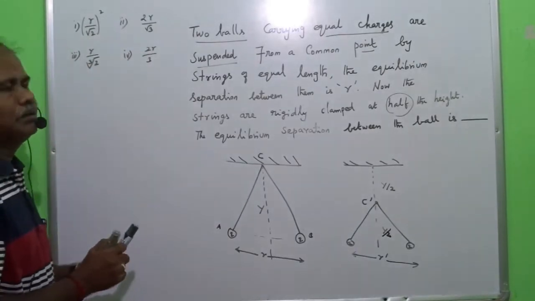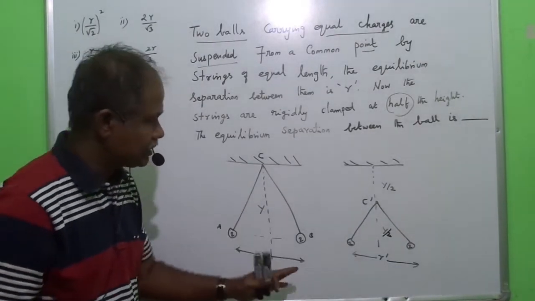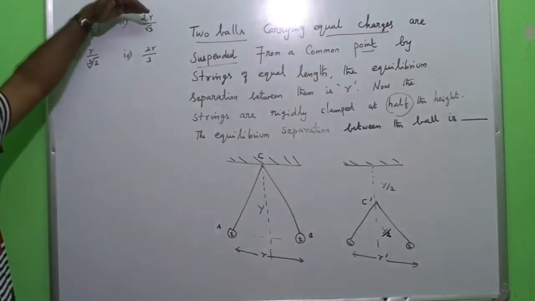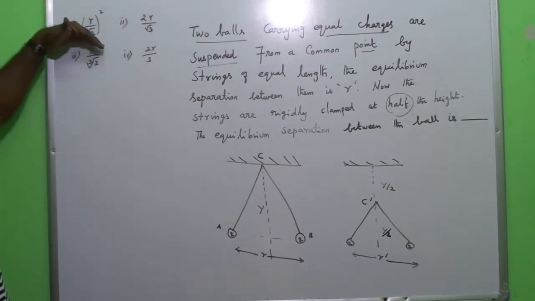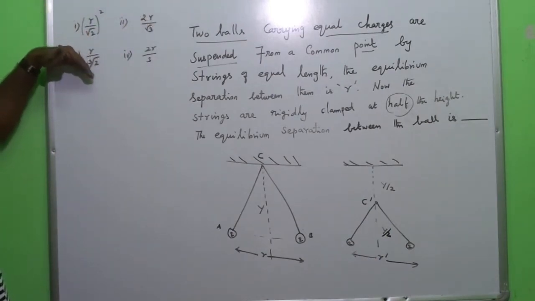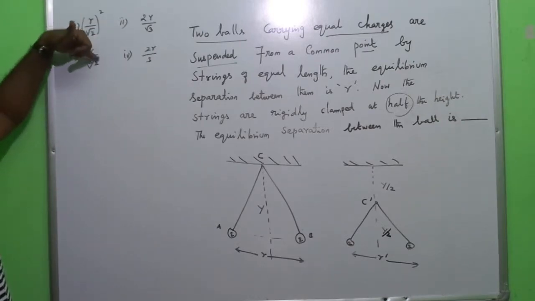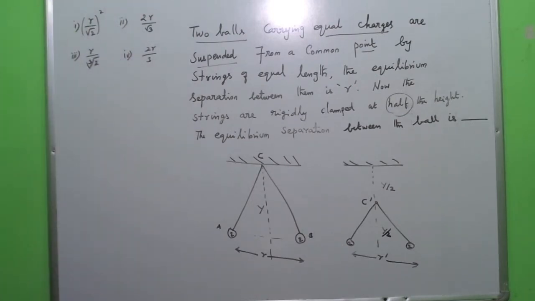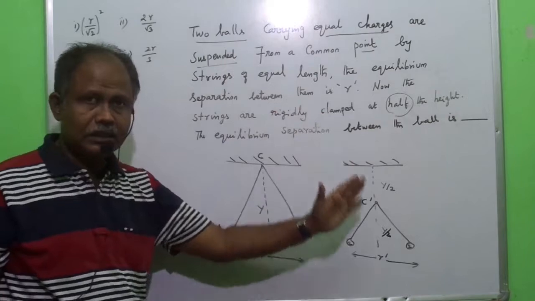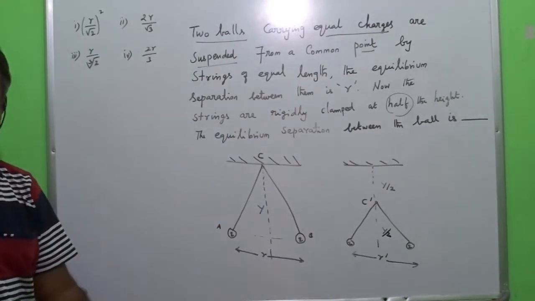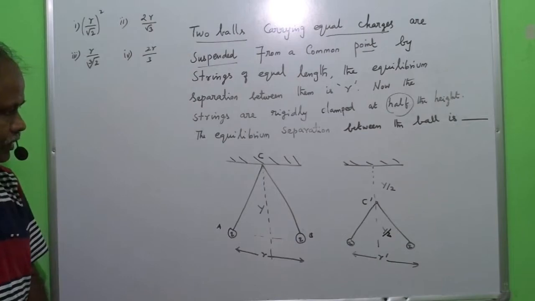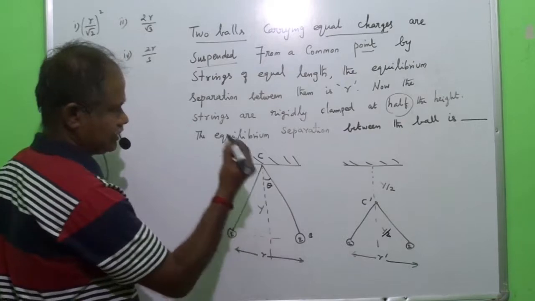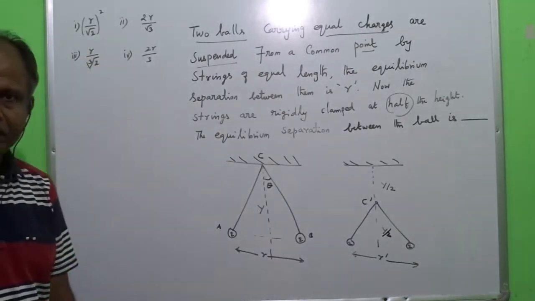Now we are going to solve these situations. They asked us to find the value of R dash. The first option is R by root 2 square. Second option, 2R by root 3. Third option, R by 2 power 1 by 3. Fourth option, 2R by 3. Four options were given. I think you clearly understand the concept. Now we will solve it. For example, it makes an angle theta. Let that angle be theta.